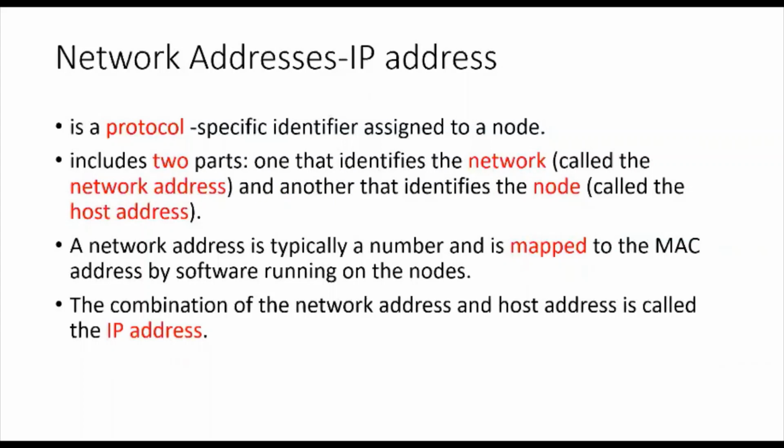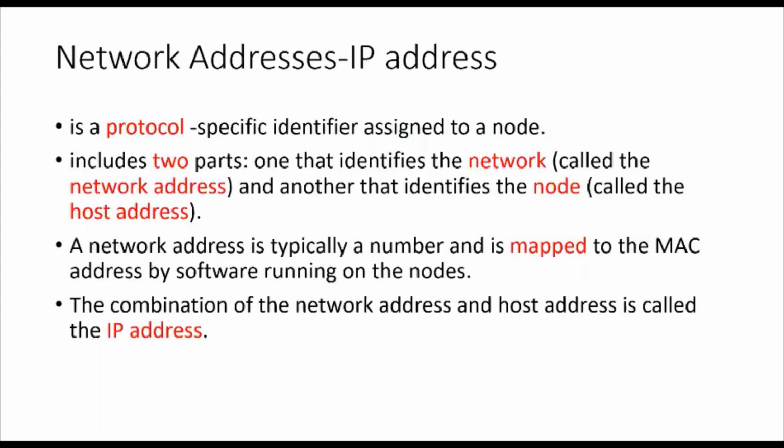So the MAC address and network address are used in different layers of the TCP/IP model. When we look at the TCP/IP model, we will look at each of them and understand more. This address is used to identify the node in the network. The network address includes 2 parts. The first part identifies the network, and it is also called the network address. The last part identifies the node, also called the host address.